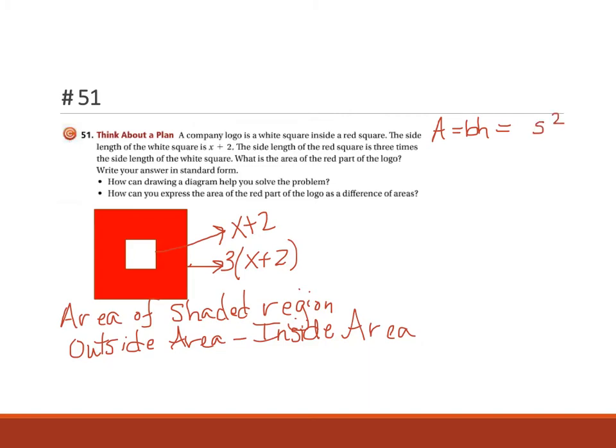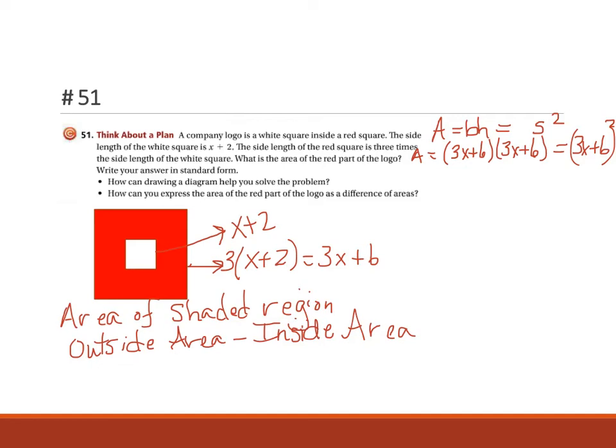Notice how this works. Let's go ahead and multiply this out to make it a little easier. This is going to be 3x plus 6. Notice that all I did was distribute the 3. I can either write this area as 3x plus 6 times 3x plus 6, or I can just write it as 3x plus 6 squared.